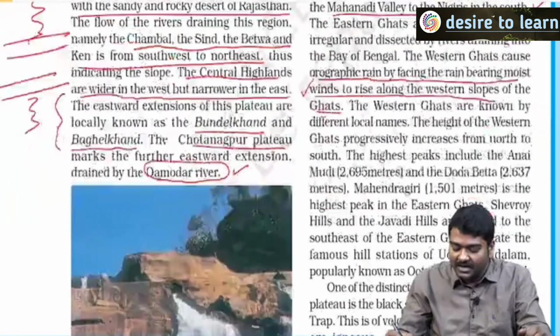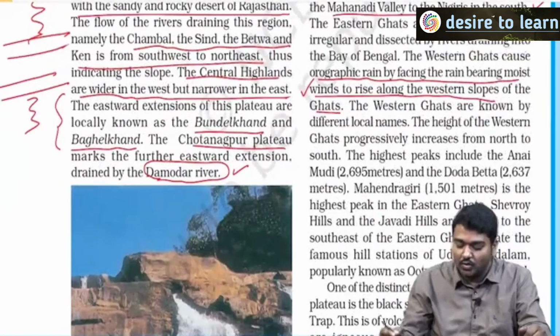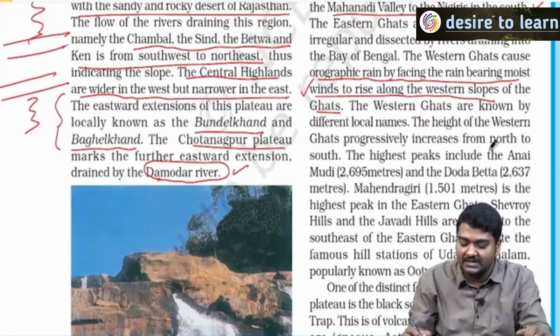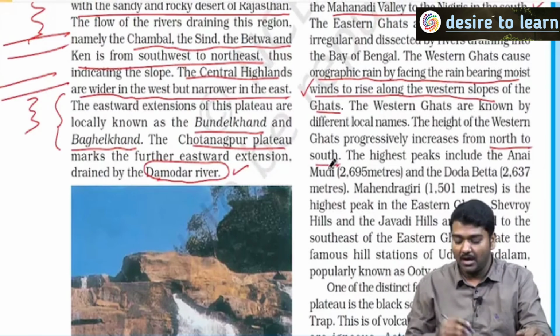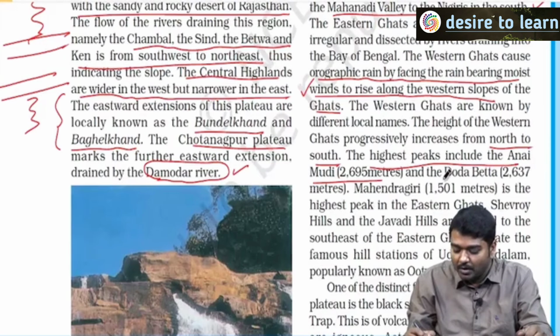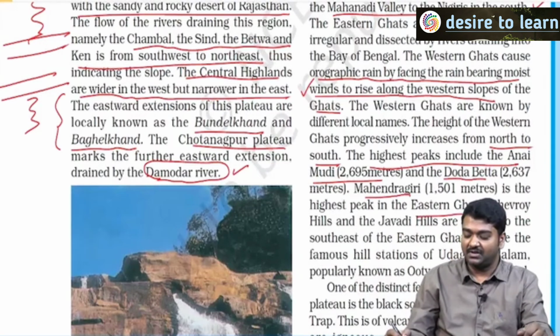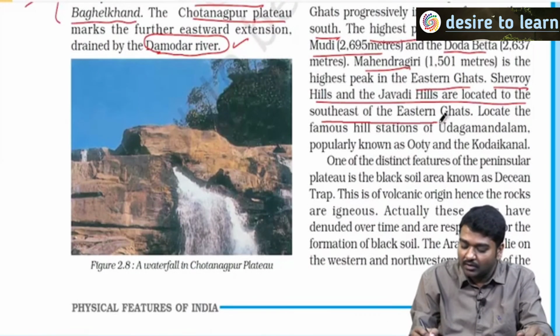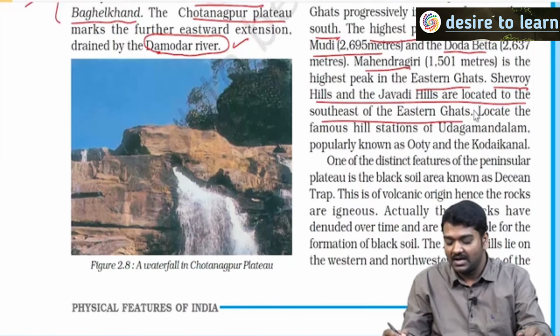The Western Ghats are given different names locally. The height of the Western Ghats progressively increases from north to south. The most important thing is, highest peaks include Anaimudi, Doddabetta, and Mahendragiri is the highest in Eastern Ghats. You have Shevaroy Hills and Javadi Hills which are located southeast of the Eastern Ghats. So this is very, very important.